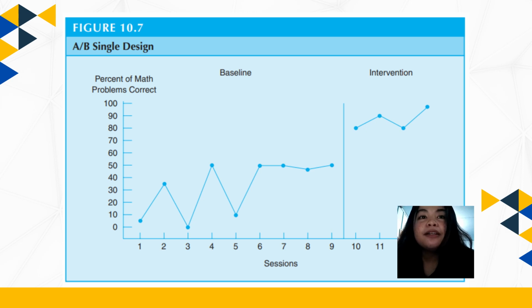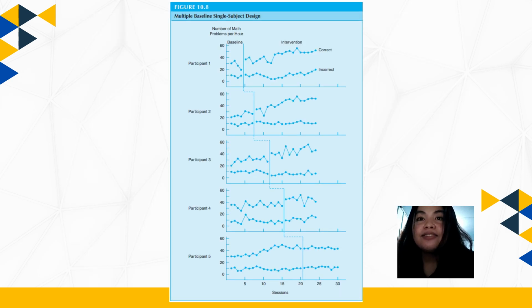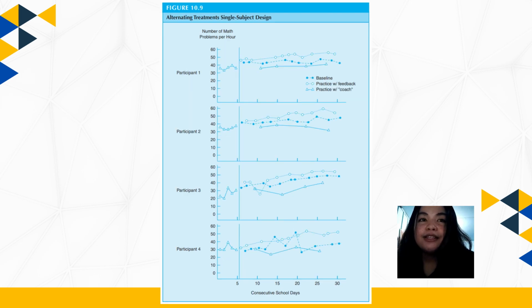And then multiple baseline design. This introduces treatments at different times for each person to avoid spreading effects. And then alternating treatments. So it compares effects of different treatments on outcome.